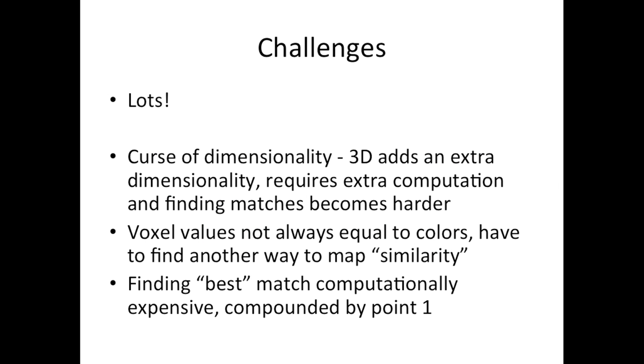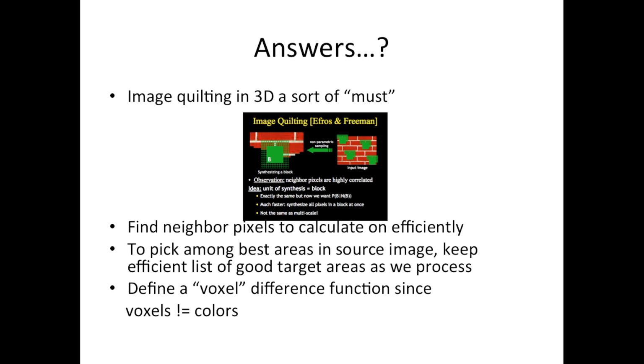So, challenges: we're going to have the curse of dimensionality. 3D just means a lot more pain and more computation. Finding matches is harder, and also voxel values are not exactly equal to colors, and it's slightly different because it's not really a texture anymore. So, answers: we must do image quilting because it's 3D, so we're going to be a lot slower. We need to find neighbor pixels efficiently, and we need to define some sort of voxel difference function.